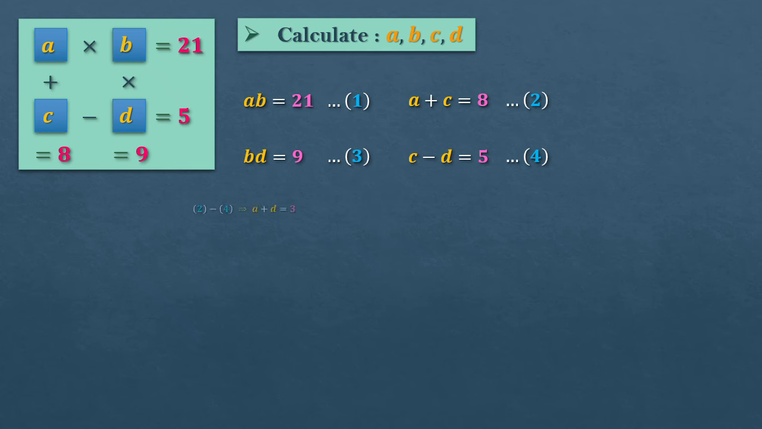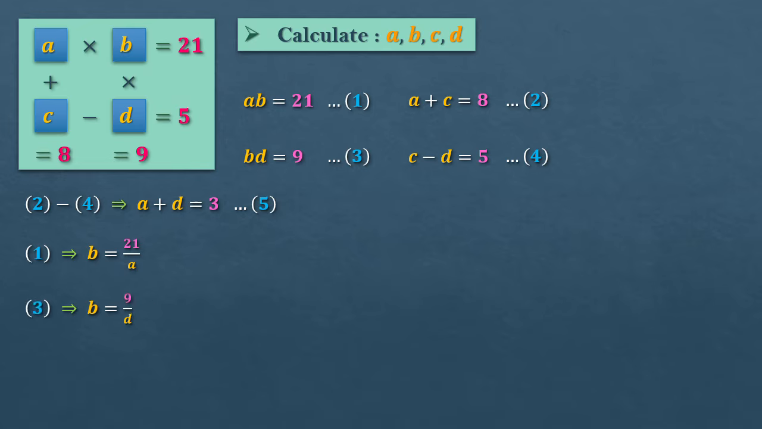By subtracting equation 4 from equation 2, we obtain A plus D equals 3. We label this as equation 5. From equation 1, we deduce B equals 21 divided by A. From equation 3, we also deduce B equals 9 divided by D. Equating these two expressions for B leads to 21 divided by A equals 9 divided by D.